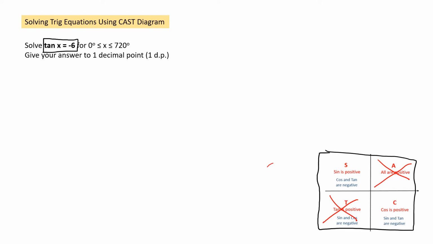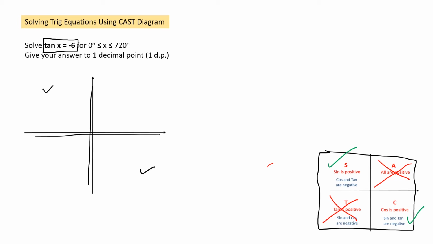And similarly, in the fourth quadrant, tan is negative. So we will get an answer in the fourth quadrant, as well as in the second quadrant. So let me draw this CAST diagram and show that we will have answers in this quadrant as well as in this quadrant. So let me draw a triangle. All right, and the next one will be here. So the first solution is this one, x1, and the second solution is this one, x2.